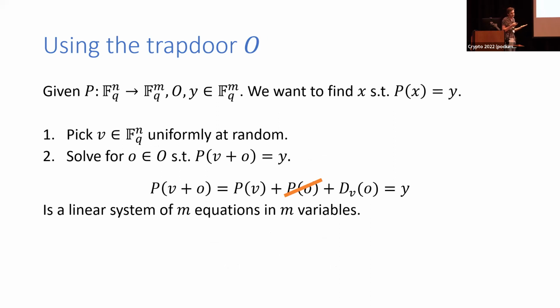Right. So this is just a linear system of m equations, right? Because our P has m components, and we have m degrees of freedom, namely o can be in this space O, which has dimension m. So with large probability, this will have a solution, and then you just output as a signature, or as your pre-image, v plus o, right? And it can happen that your system does not have a solution, but then you just try again with a different v, right? So this is how oil and vinegar works. It's, I believe, a very elegant scheme. It's just the only structure is this subspace O on which P vanishes. So yeah, that's quite nice.